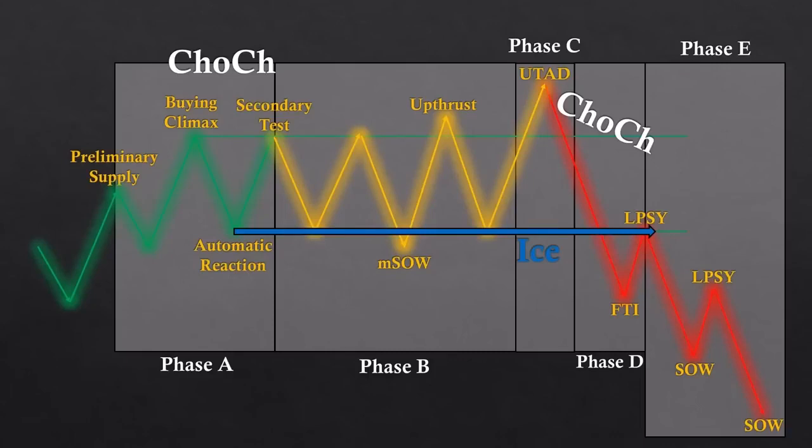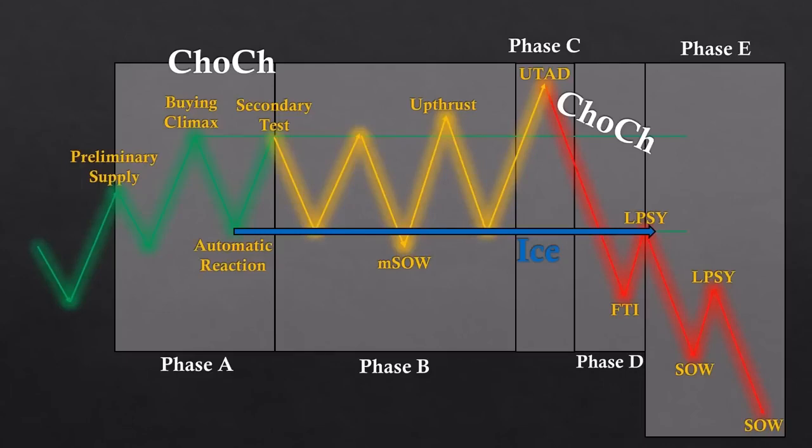Phase B is the construction of the cause, the sideways movement that precedes the new trend or the effect, as the Wyckoff method determines. In the case of a distribution, we have the upthrust, which is the test of the upper limit of the range established by the peak of the buying climax, and the minor sign of weakness, which is the test of the lower limit of the range established by the trough of the automatic reaction.